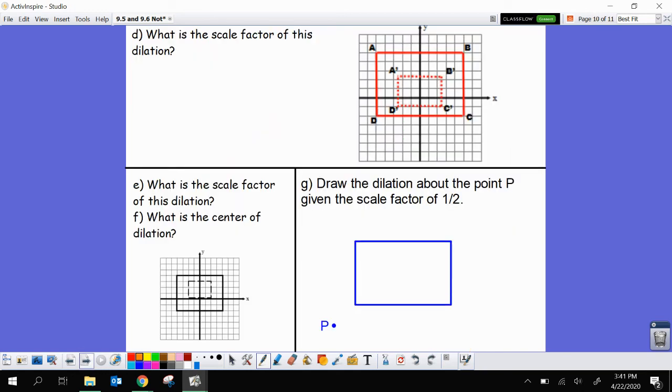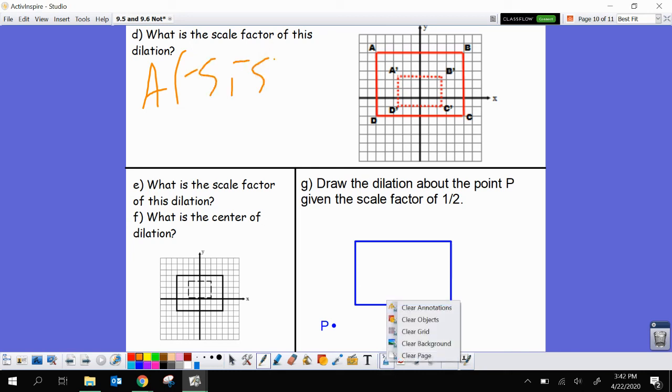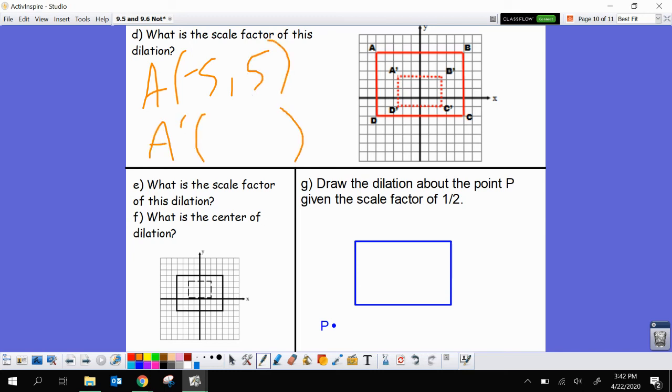D says, what is the scale factor of this dilation? And so what I would do, again, this is what I mentioned earlier, I would write down your points. So I'm going to look at A, I'll just use A for this. And so A, if I get that point, that's at (-5, 5). Sorry. Okay, (-5, 5). And then if I get the ordered pair for A prime, and we're just going to assume, I think that's at (-2.5, 2.5).